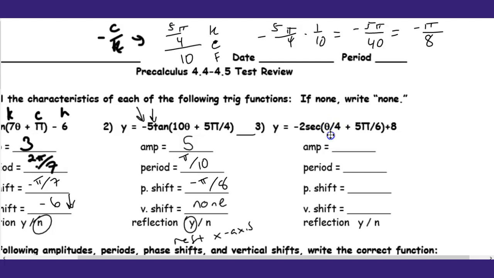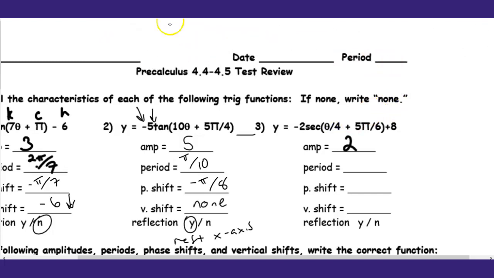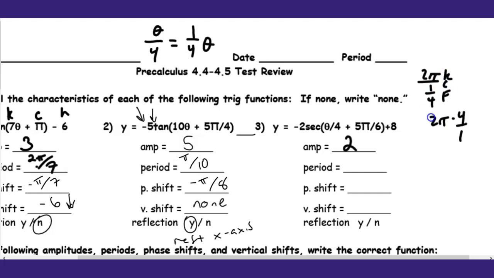Amplitude, absolute value, 2. Period, 2 pi over k. Well, guys, what's k right here? I can't stress this enough. Sometimes this confuses everybody. Guys, it is theta divided by 4. So what is k? K is 1/4. So if I do 2 pi over 1/4, keep, change, flip, that's 2 pi times 4 over 1, that's 8 pi.